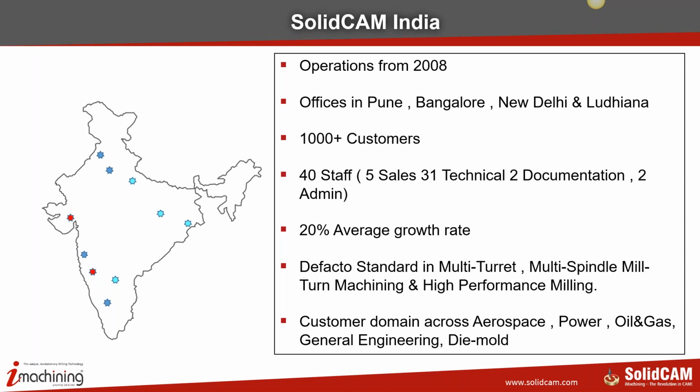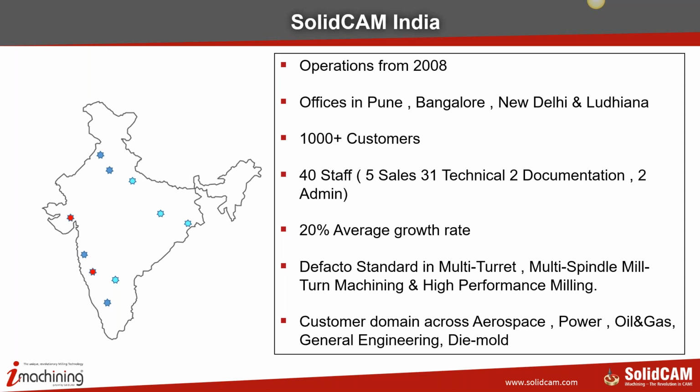And we employ 40 people directly on the roles of SolidCAM, out of which the distribution is like, we have 5 salespeople, 31 technical support, 2 documentation who do the documentation for our products worldwide, and 2 are from the admin side. We have an average growth rate of 20%, and we are a de facto standard today in the multi-turret, multi-spindle, mill-turn machining, and high-performance milling.